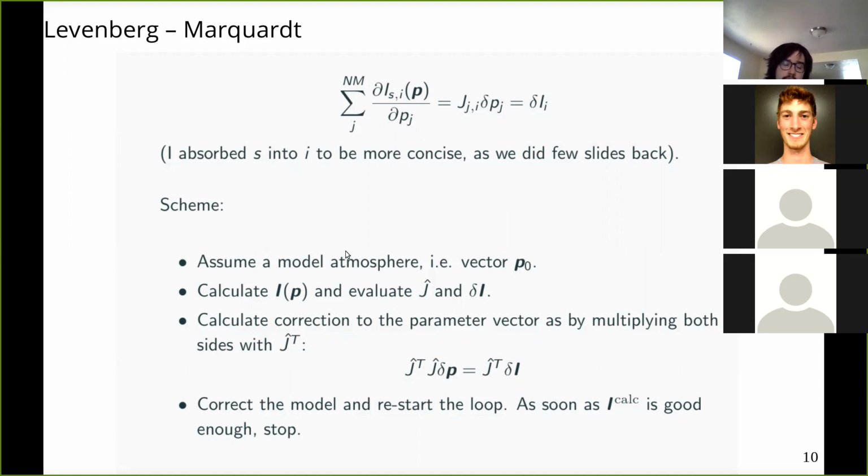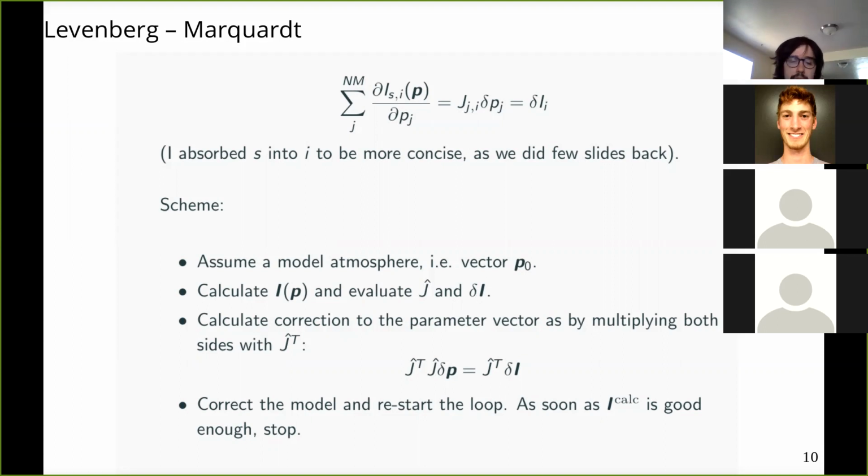We start from a model atmosphere, which means a big vector with all the values of temperature, magnetic field, velocity at all the depths, and we calculate the emergent intensity, and then we calculate these response functions, and then we see what's the difference between our observed spectrum and calculated spectrum. If they agree perfectly, which is of course never the case, we say, wow, amazing, we guessed the model atmosphere, let's move to the next pixel.